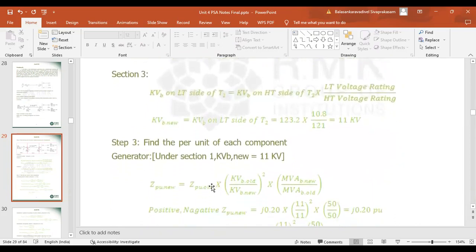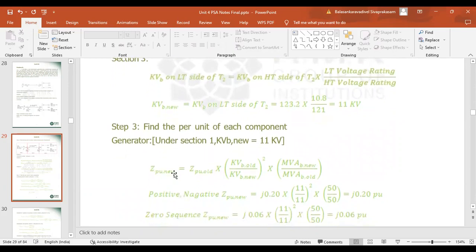Now we have calculated kVb new for every section. So after calculating kVb, what is the next step? We have to calculate the per unit reactance of every component. First one, generator. For generator, what's the formula to calculate Z per unit new? That is Z per unit new is equal to Z per unit old into (kVb old by kVb new) the whole square into MVAB new divided by MVAB old.